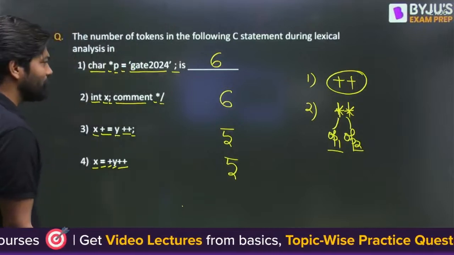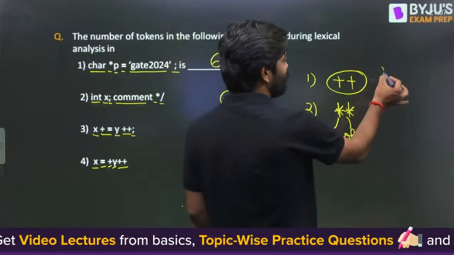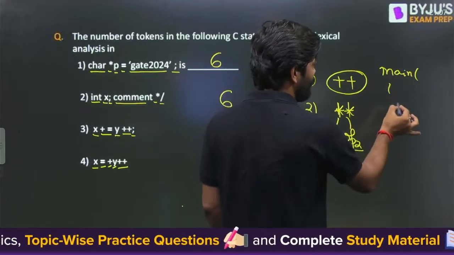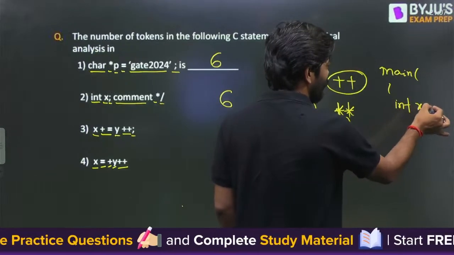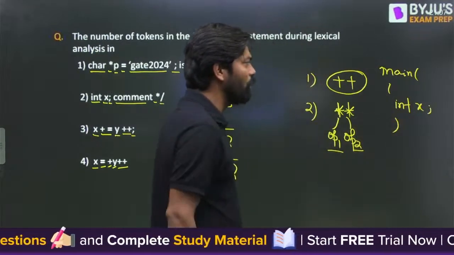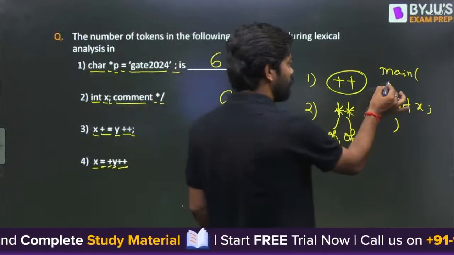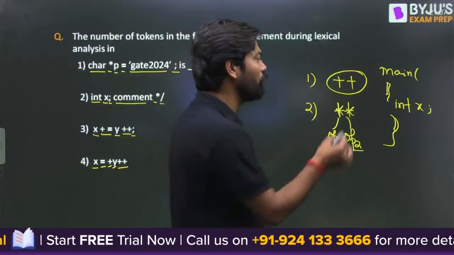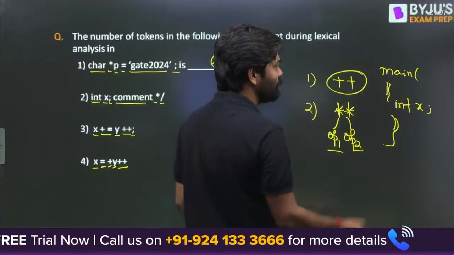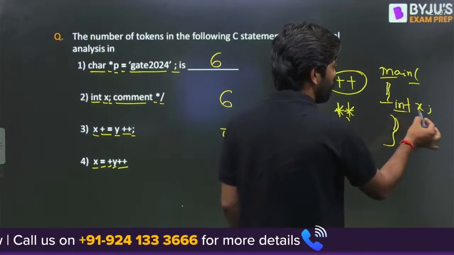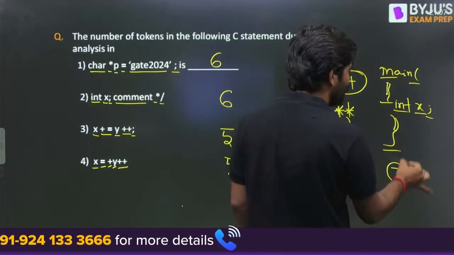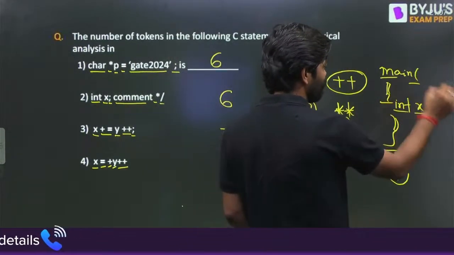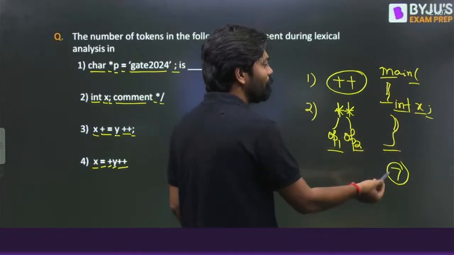See clearly. Maybe I will write an example like main. Let's suppose main and open parenthesis is there, and I'm writing here int x semicolon. I'm asking you how many tokens are there. This is curly braces. Tokenization will definitely be done by the lexical analyzer. See 1, 2, 3, 4, 5, 6, 7. Here we have 7 tokens, but it will give a syntax error because the closing parenthesis is missing. If I miss this one, it will give a syntax error.